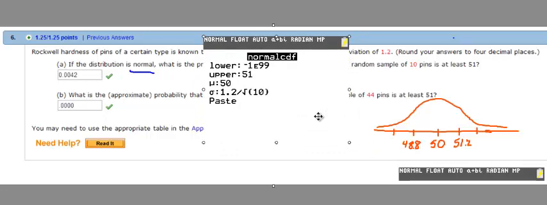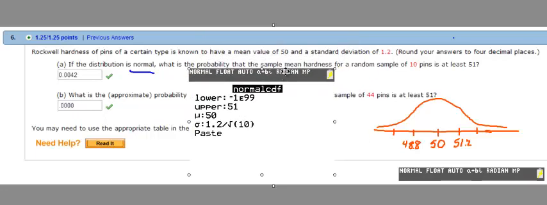So I'll hit second, distribution. This is what my calculator looks like because he's very sweet to me. If you have an older calculator, you will have to know to put in these numbers but use commas and parentheses as we've been doing before. So there's my lower limit, that's negative infinity. My upper limit is 51. My mean is 50, and since this is for a sample population, I'll take the standard deviation and divide it by the square root of the number in my sample.